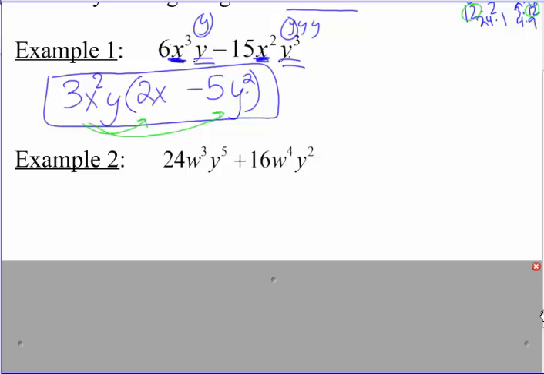What does the 24 and the 16 have in common? 4. Okay, they can both be divided by 4. They can both be divided by 8. Is there anything bigger than 8? 8 the biggest? 8's the biggest. So I put an 8 on the outside.